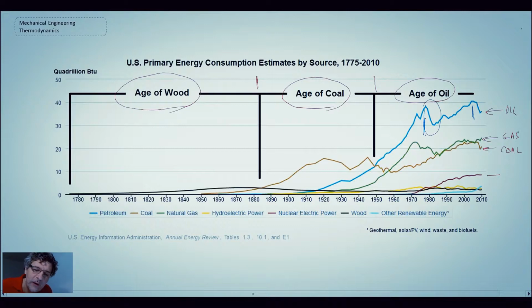Consequently that gives us an idea as to the energy use. But the main thing to take off of this is, where are we getting our energy from? Well, for the most part, we're getting it from oil, gas, and coal. So those are the primary means by which we're getting our energy.